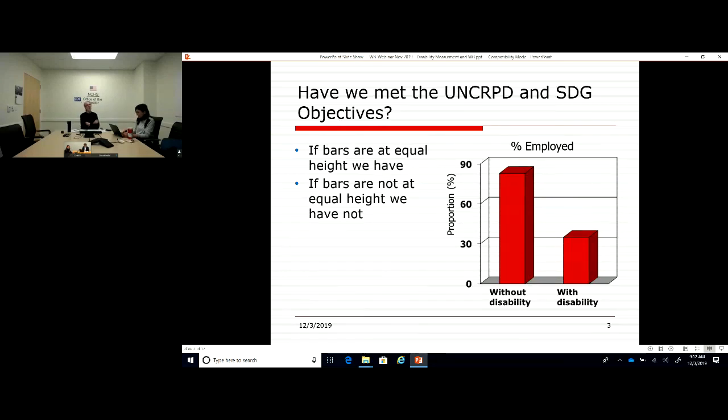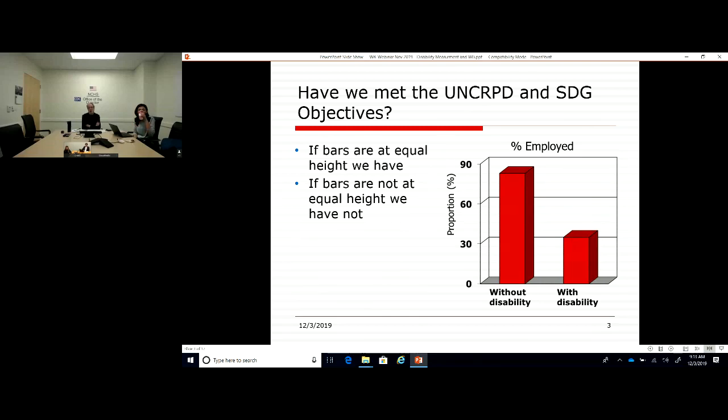How can we tell if we've met the objectives of the convention or the SDGs? And a simple graphic illustration, this bar chart that shows a population, a subpopulation with and one without disabilities, looking at employment, the number of people employed by disability status. If those two bars are equal in height, then our goal has been met. We've reached equality. The same number of people, the same proportion of people with disabilities are employed as those without disabilities. If the bars, however, are unequal, as in this example, then our goal has not been met.